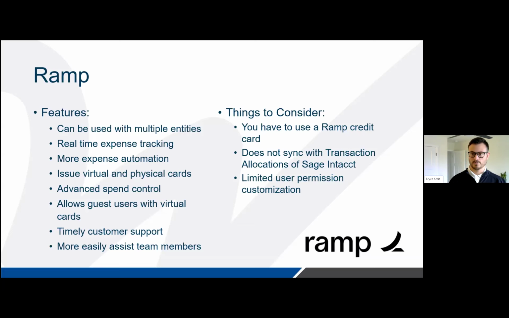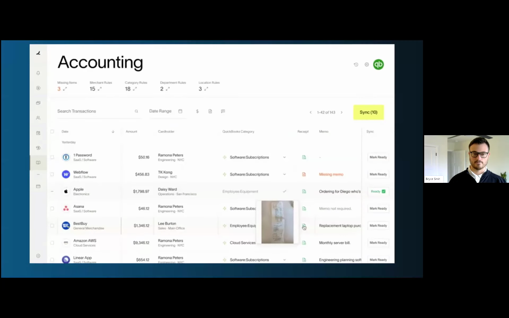Shifting to a visual of the system. You can see here a screenshot of the interface from the accountant's perspective. So you can review all the transactions before they go into your accounting system. You get to control when it goes. It'll highlight any issues. Notice here, missing memo, missing receipt. And those need to be addressed by the employee.